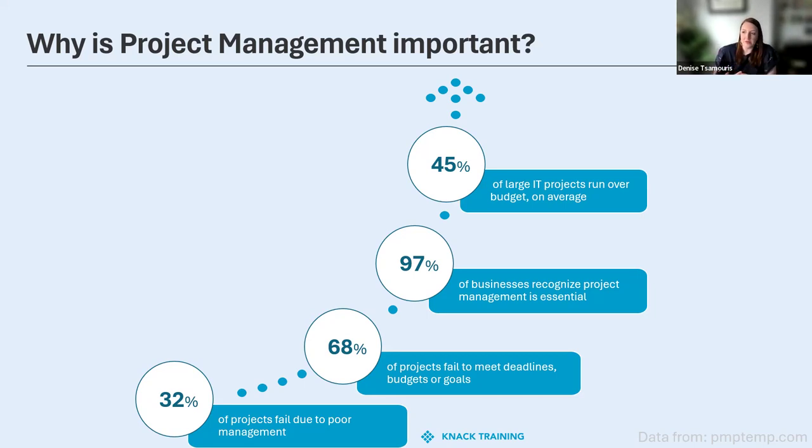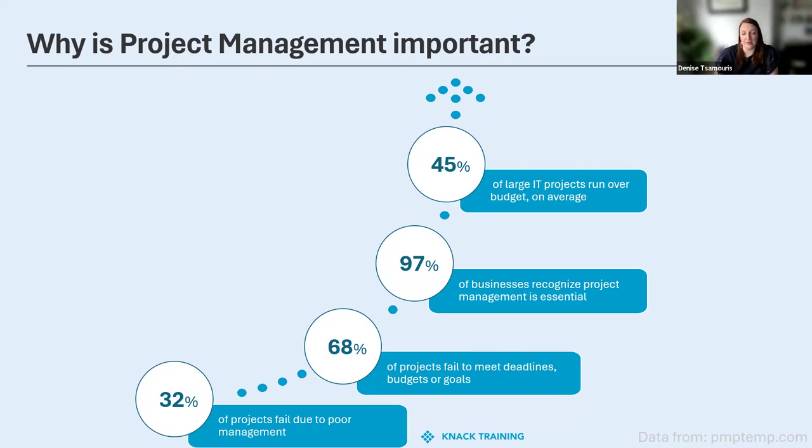If they're not meeting those triads of constraints, then obviously they're going to fail and then you will not have a successful project. But on the flip side, 97% of businesses recognize that project management is essential. They know it is essential. They know that it's needed. And when it is in place and your team knows what you need to do and if it's taught to them correctly, then it runs like a well-oiled machine.